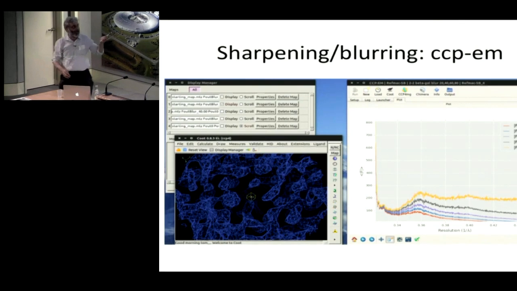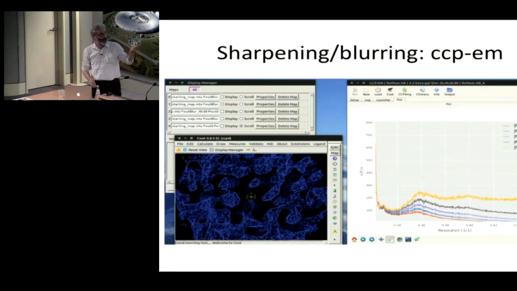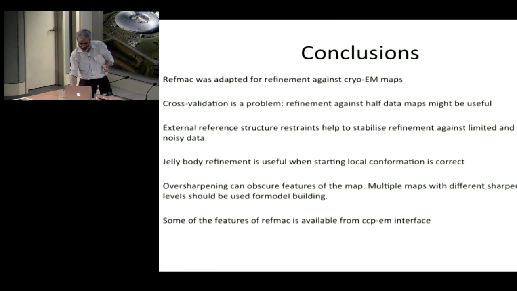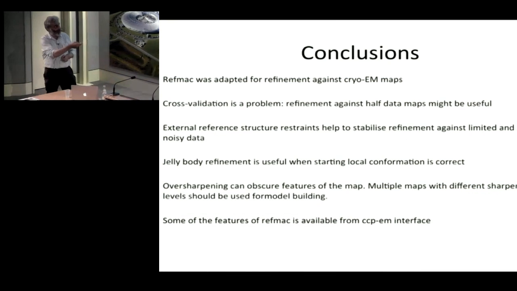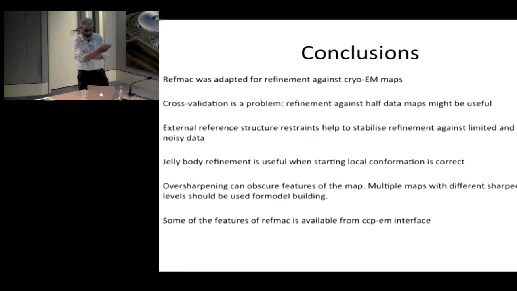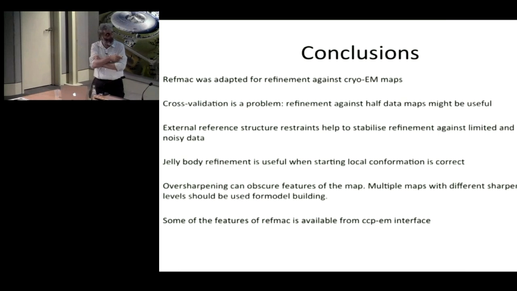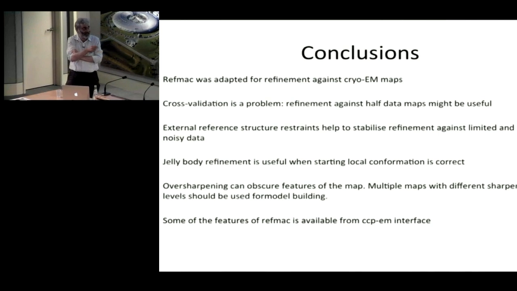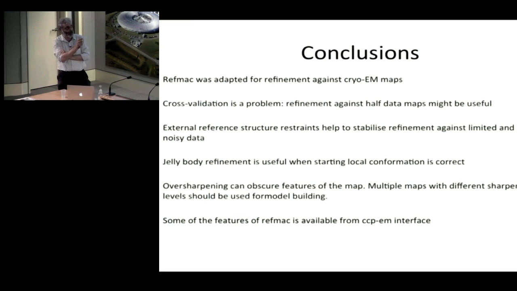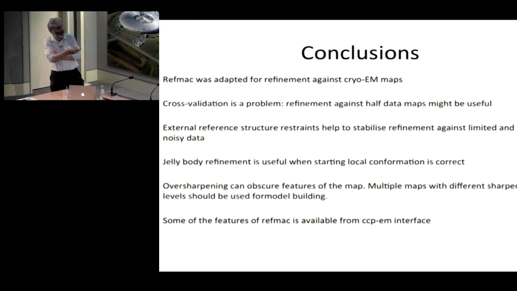And that is again Tom Byrne's work, and it's in CCP-EM, and it will be available for all of you. The conclusions are that REFMAC is now one of the programs for refinement against cryo-EM, and cross-validation is a problem, but refinement against half-data maps seems to work quite well at the moment. External reference structure restraints help to stabilize refinement against limited data. And jelly body refinement is useful when the starting local conformation is correct. Otherwise, it may harm and your refinement may go nowhere.